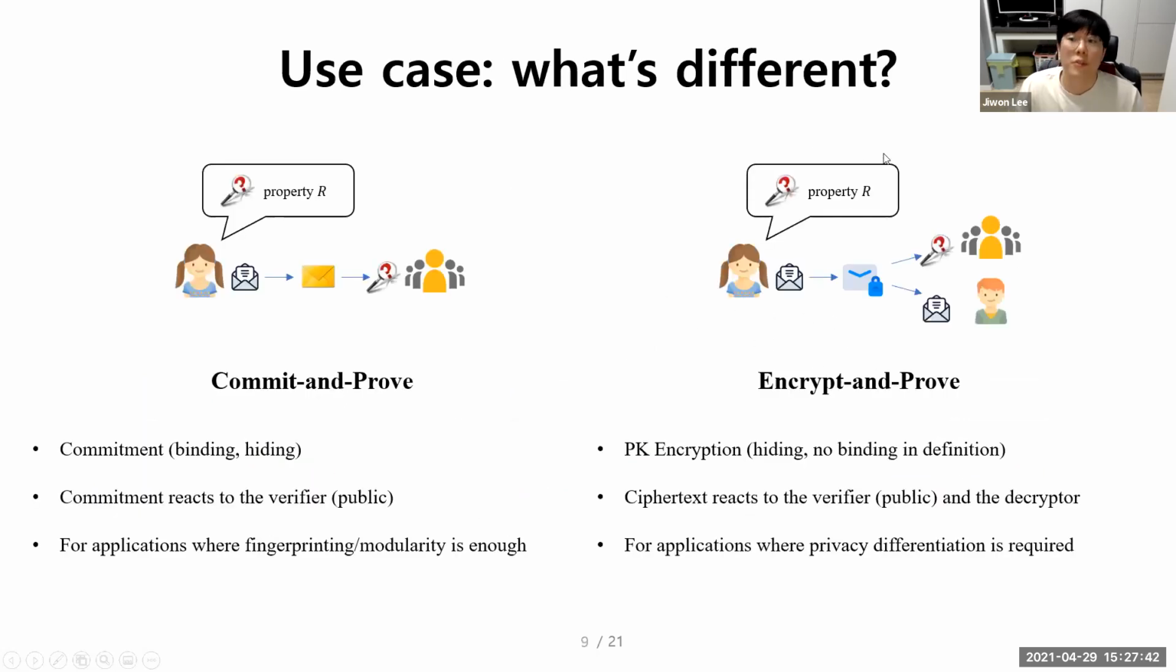So let's summarize the difference between CommitImprove and the Encrypted Improve framework. Of course, in CommitImprove we are using the commitments, while we are using the public key encryption, the ciphertext, in the Encrypted Improve. The main difference is that the commitment in CommitImprove reacts only to the verifier by letting them check the proof, while the ciphertext reacts to the verifier and the decryptor who holds the secret key. So it can support privacy differentiation in a way. For applications where fingerprinting or modularity is enough, we can use the commit improve. But if we need something more like privacy differentiation, maybe we want to use the encrypt improve by extending the commit improve scheme.